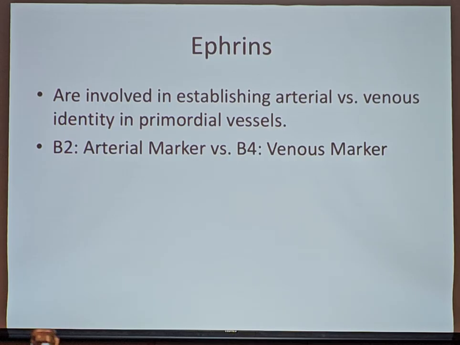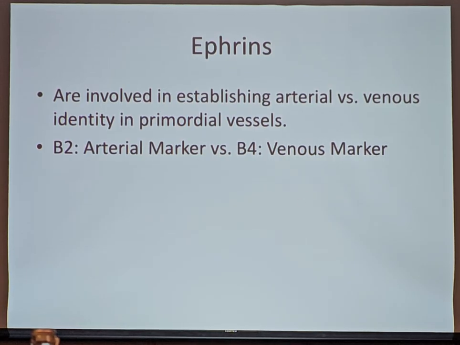And the third agent, or the third group of growth factors, are the ephrins. And the ephrins give an identity to your blood vessel, i.e., will this vessel become a lymphatic vessel? Will this vessel become a vein? Or will this vessel become an artery? So there are certain ephrins that will make a vessel become an artery. There's B2, and there are certain receptors that will make a blood vessel become a vein.